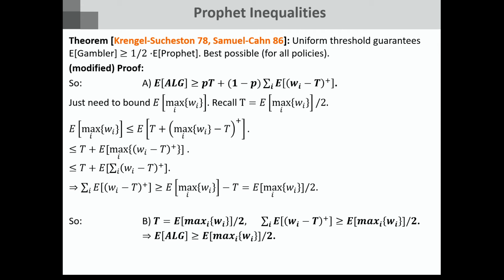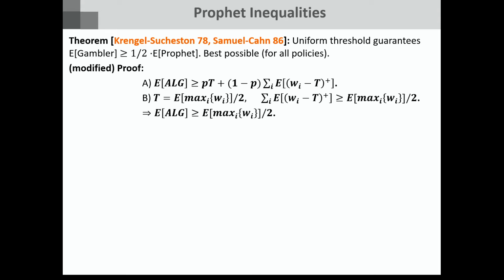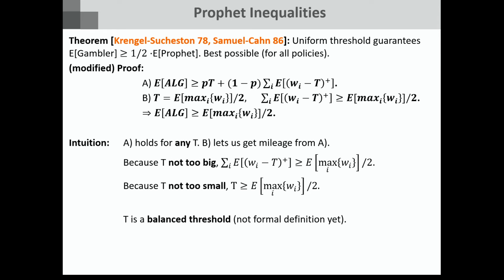Okay, so what that tells us is that both our choice of threshold t is at least the expected max over 2, and this expected surplus term is at least the expected max over 2. And so combined with the fact that the reward of the algorithm is p times something that's at least the expected max over 2 plus 1 minus p times something that's at least the expected max over 2, we get at least the expected max over 2.